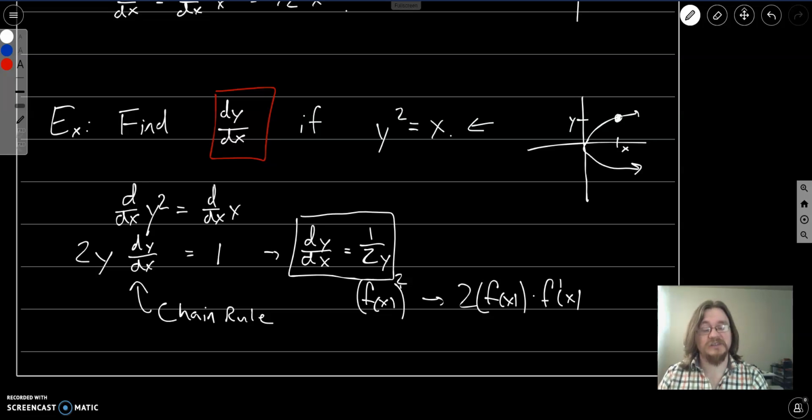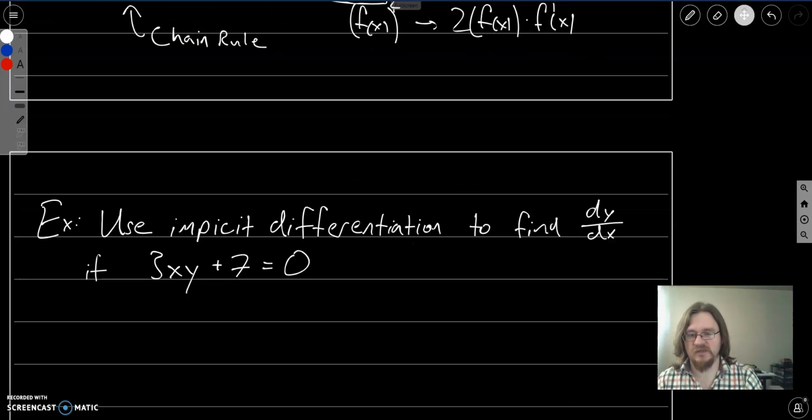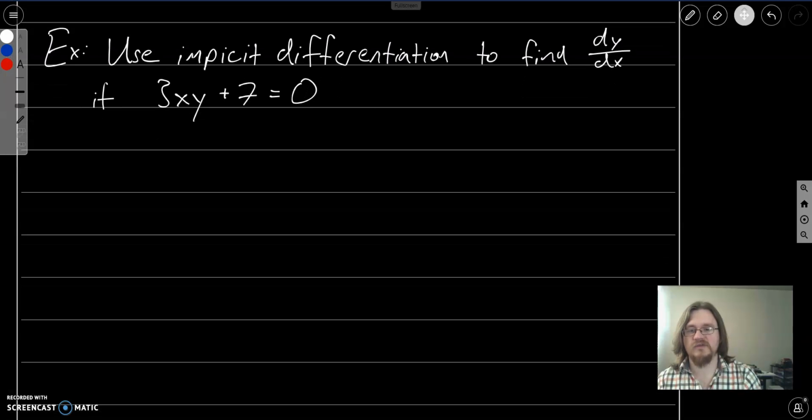And that's pretty simple. Let's do another example, because I think more examples of implicit differentiation is best. So let's use implicit differentiation, forgot the L, to find dy dx, if 3 times x times y plus 7 is equal to 0. This is a function that, off the top of my head, I wouldn't know what it looks like, as in I wouldn't be able to plot x and y very easily. So let's use implicit differentiation.